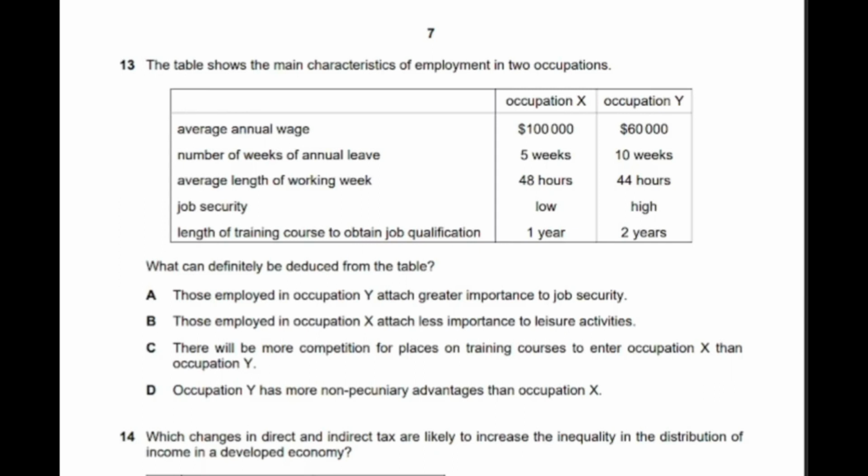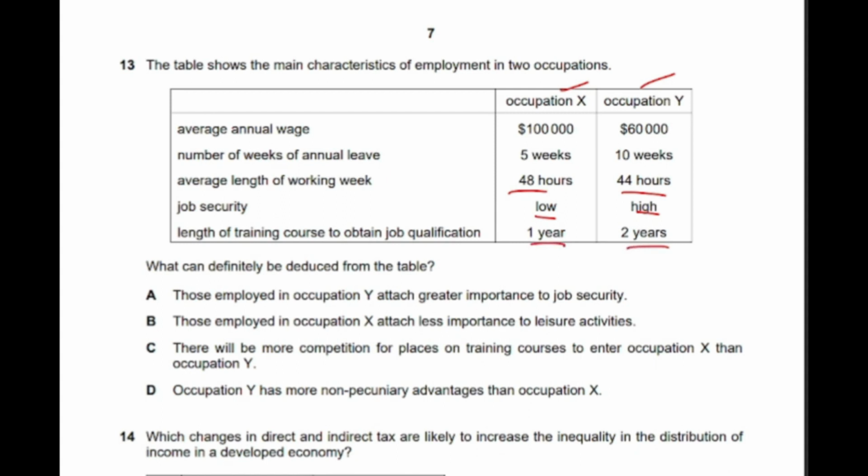Question number 13 says the table shows the main characteristics of employment in two occupations. This is occupation 1, occupation 2. If you evaluate them, you can see that occupation X pays more wages than Y. Number of weeks of annual leave: X has fewer weeks of leave, and occupation 2 has more. Average length of working hours is greater in X, lesser in Y. Job security is lesser in X, higher in Y. Length of training required is 1 year and 2 years.